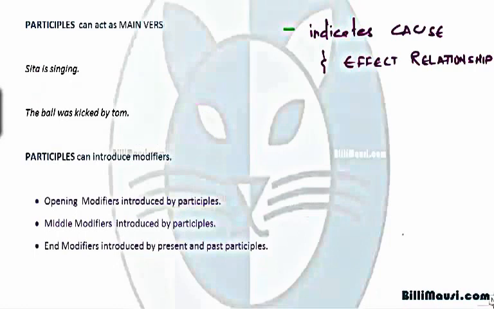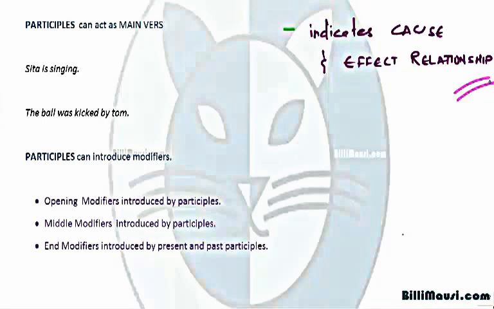So let's see what participles are in the true sense and how they can behave. Let's analyze their behavior. Participles can act as main verbs or they can introduce modifiers. Basically, they are indicators of cause and effect relations. We'll see how they indicate cause and relation in a short while.